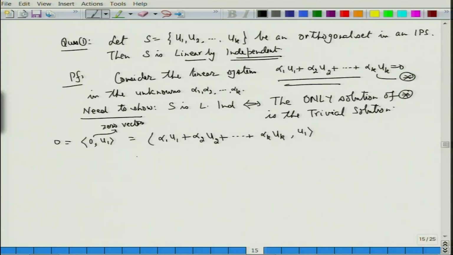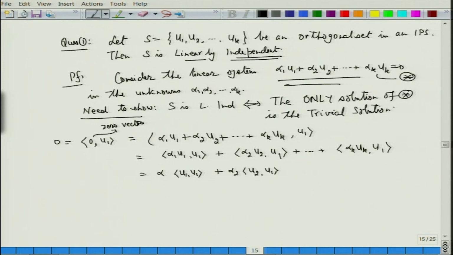By the definition of inner product, this is the same as alpha 1 times the inner product of u1 and u1, plus alpha 2 times the inner product of u2 and u1, plus up to alpha k times the inner product of uk and u1.